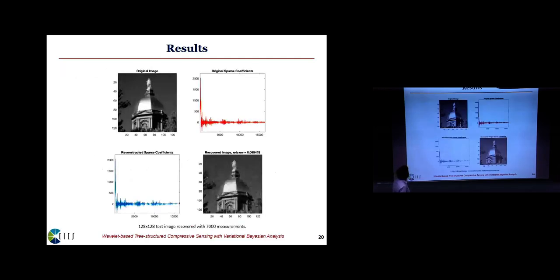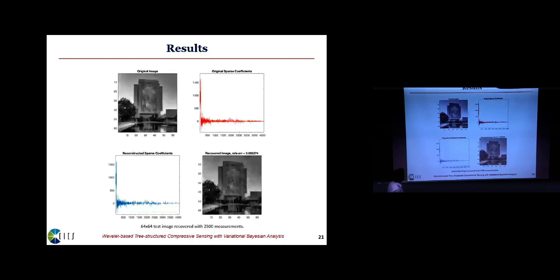All right, so here's the first image. It's a 128 by 128 pixel image, and 7,000 measurements have been used. It's decomposed, and then the sparse coefficients are reconstructed, and the image is recovered, and this is the relative error. The second image is a 64 by 64 test image, and 2,500 measurements have been used for this test.